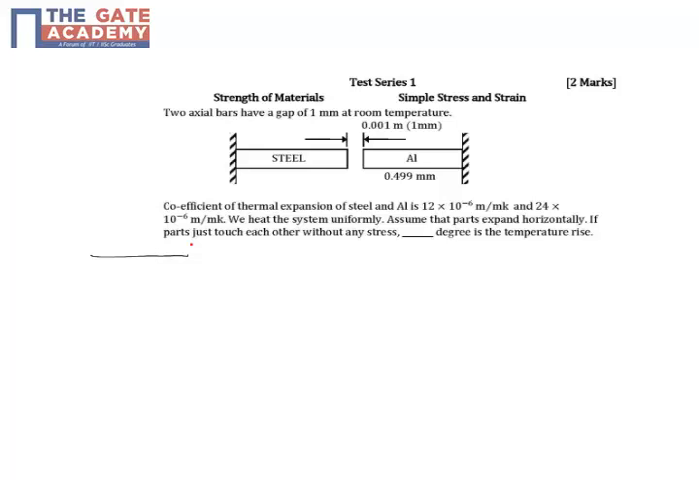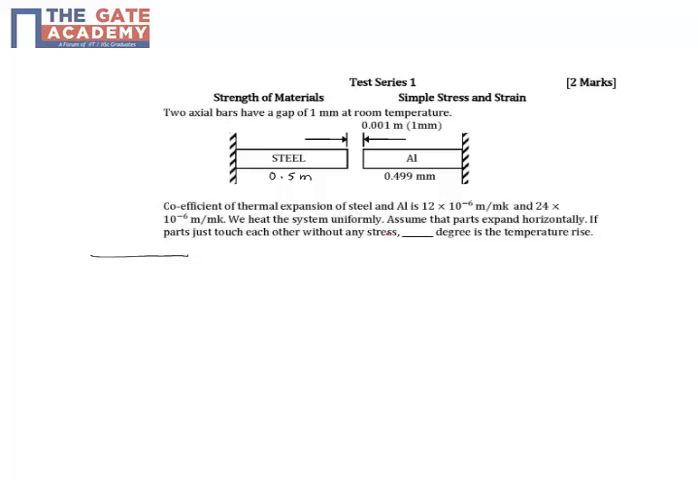One thing that is missing on this figure is that the steel is of 0.5 meters length, and there's a gap of 1 mm, which is 0.001 meter. The coefficient of thermal expansion of both steel and aluminum is given. So we heat the system uniformly. That means the temperature of the steel and aluminum are the same at any point of time, and they expand only horizontally. That is again the assumption.